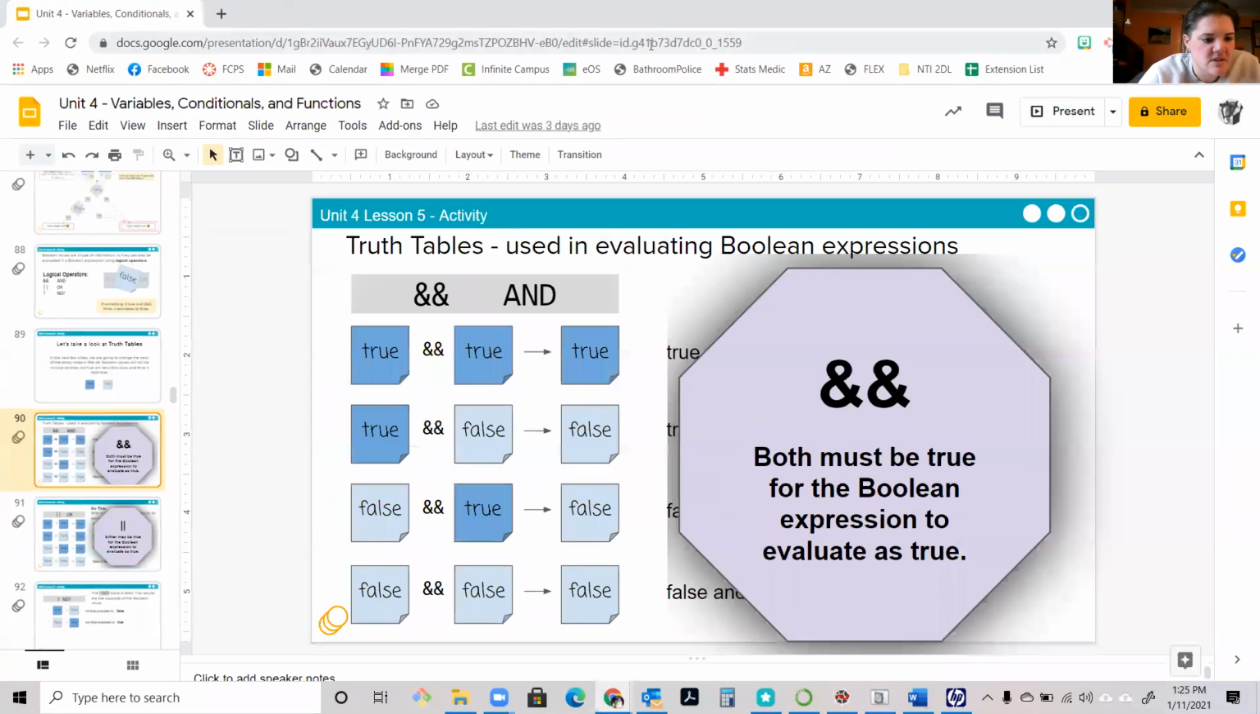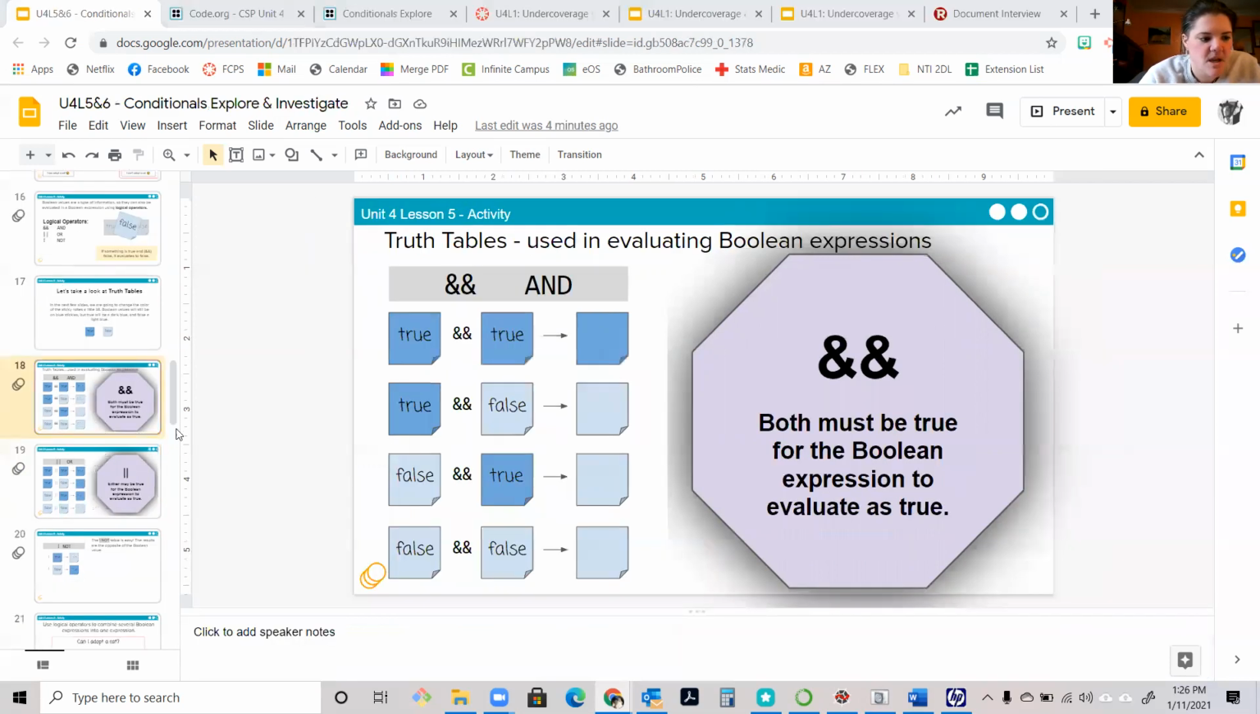Okay, here's our answers. True and true gives us true. True and false, false. Remember, and means both have to be true. I have to be over 14 and have $40 or more. So true and false, false; false and true, false; false and false, false. So the only time that an and logical expression will evaluate as true is if both pieces are true.